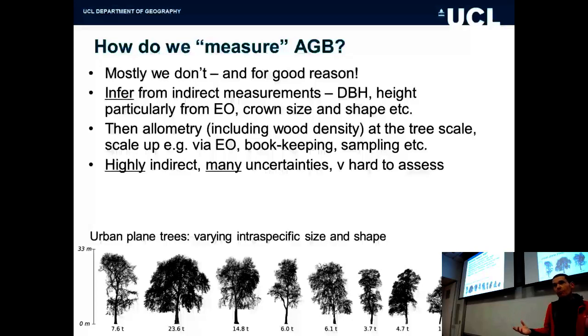Big things weigh more. And then scaling that up by however much area of the world is covered by trees of this kind of size and type. The issue with all of this, as we see all the way along, is that it's very indirect, and there's a lot of uncertainties. It's very hard to assess those uncertainties.